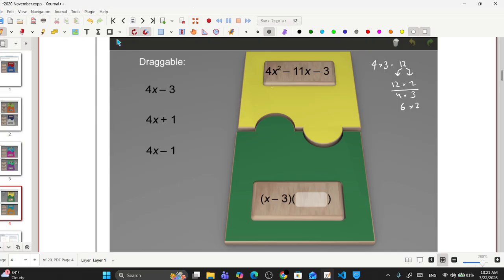We take 4x as common, and within the bracket we have x minus 3. We take plus 1 as common, and within the bracket we have x minus 3 again. So we have two brackets, x minus 3 and 4x plus 1. So we are going to select the answer as 4x plus 1. This is the first way of doing it, the numerical way, to solve the complete question.